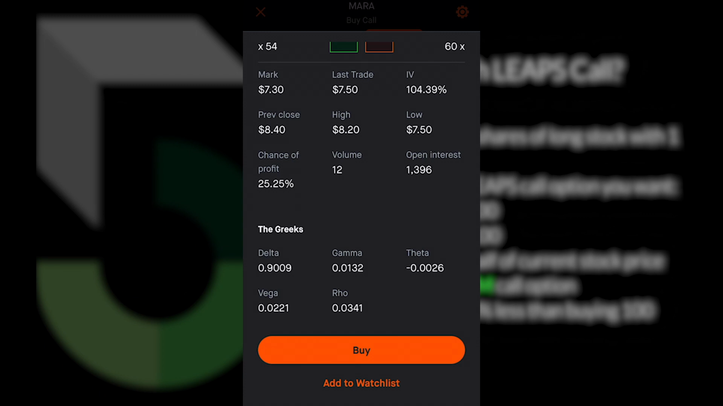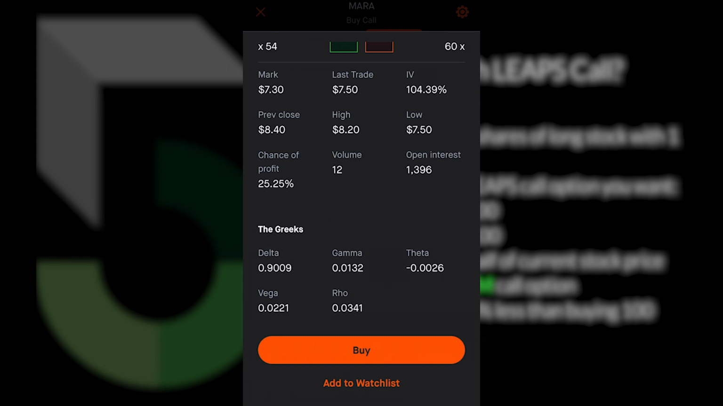All right, so what does the delta tell us? Well, first of all, the delta tells us how much the option moves in relation to every $1 movement in the underlying stock. So if MARA moves up $1, this call option is going to move up 90 cents. If MARA moves down $1, this call option is going to move down 90 cents. We want to do a replacement strategy, which means we want our call option to mimic the price movement of the stock as closely as possible. That's the idea of a replacement. That's why we want the delta to be close to 1.